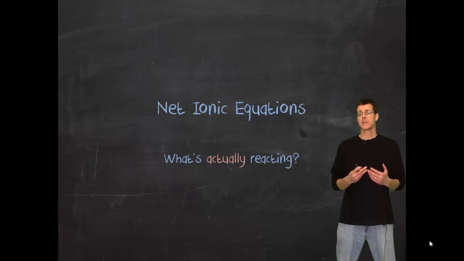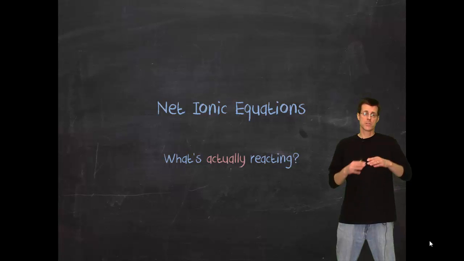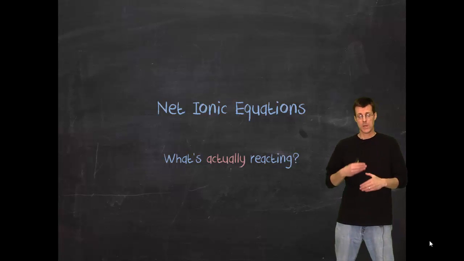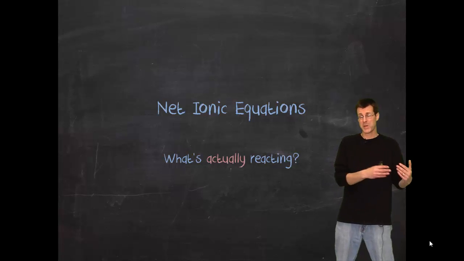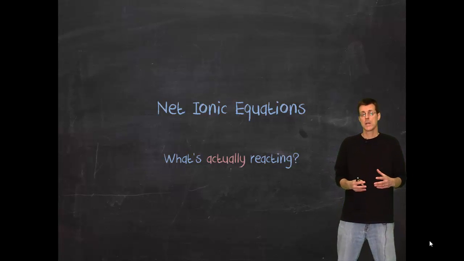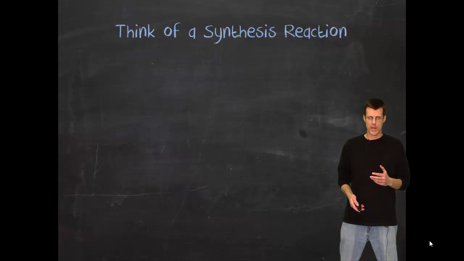Hi, today we're talking about net ionic equations, and a net ionic equation is going to allow us to strip a reaction down of all the things that aren't reacting and focus on the things that are reacting. So we have to understand that in a reaction mixture there are things that are present, they might even be part of a reactant, but they themselves are not actually undergoing any kind of reaction. They are not changing.